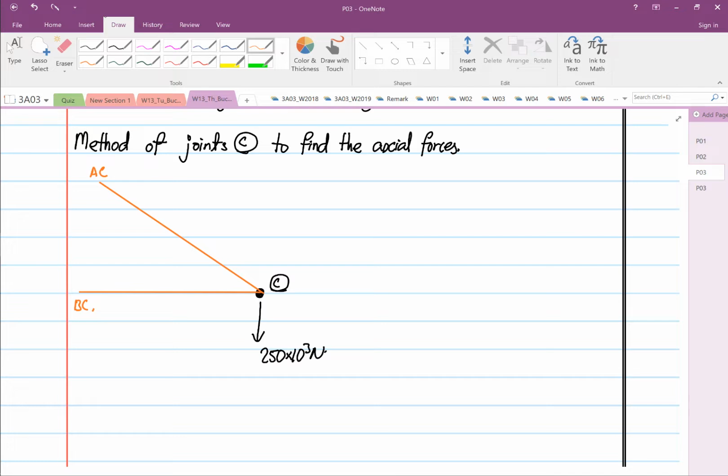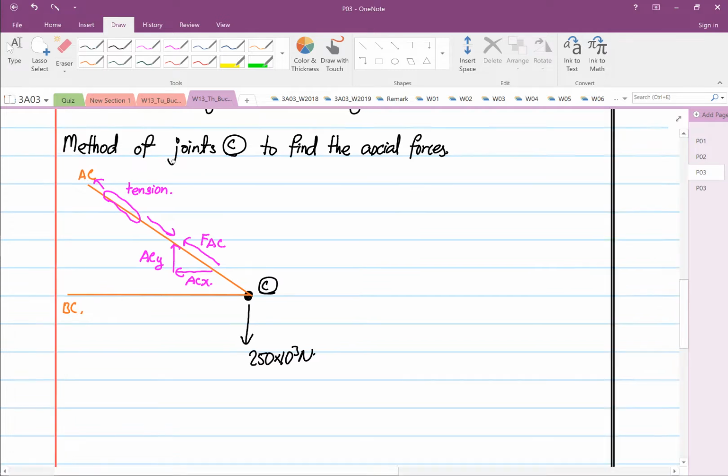So we know from here, member AC can take the axial loading. The vertical loading. So this is our ACY, and because it's vector, this is our ACX. This is our FAC. And if you look at the member AC now, so this is our member AC. Action equal reaction. So we know that member AC is under what? Tension.